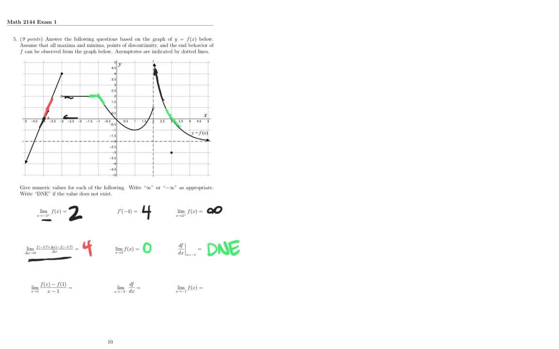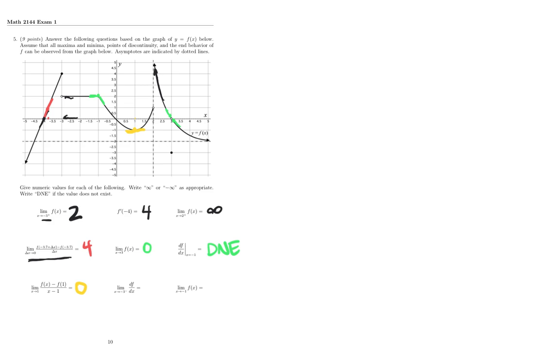Okay, the next one is the limit as x goes to 1 of f of x minus f of 1 over x minus 1. This would represent the derivative of the function f of x at x equal 1. If I go over here to where 1 is on my graph, I can see that the derivative there is 0. That is a horizontal line with slope 0. So the slope of the tangent is 0 there. The derivative is 0 at x equal 1.